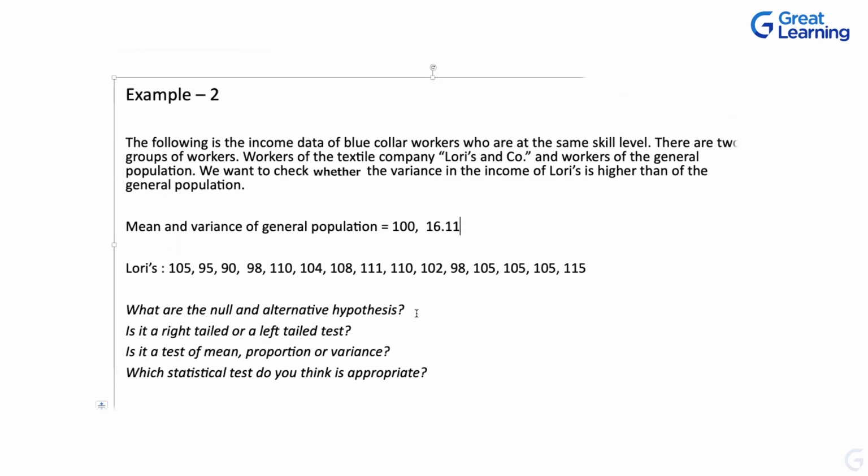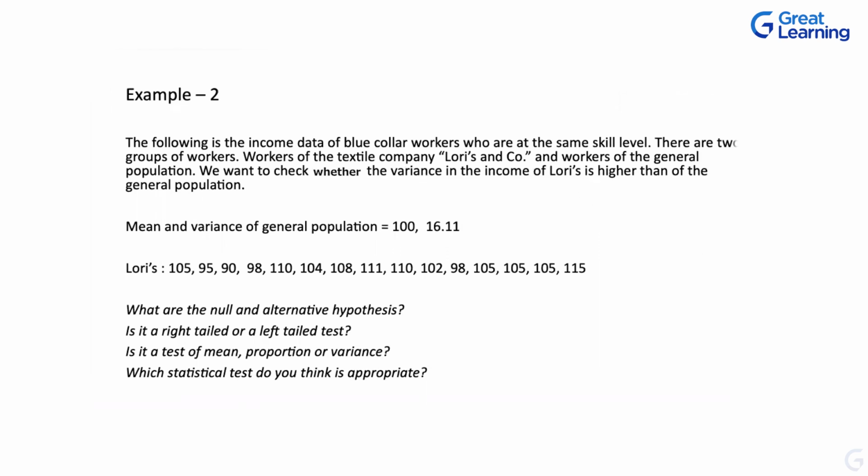Yeah. What is the alternative hypothesis? So now what type of a test is it? Right tail test. Now, this is the important question. Is it a test of mean or proportion or variance? What we are asking is whether the mean is higher or not. We are asking whether there is a variance in the income levels. So it's a test of variance.